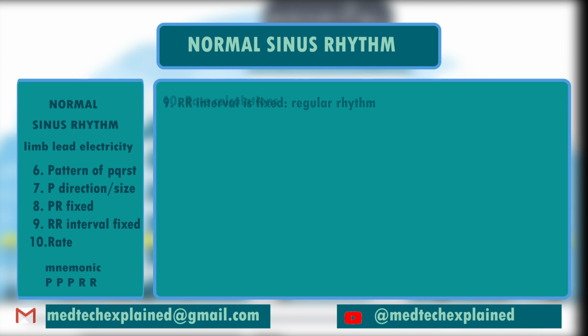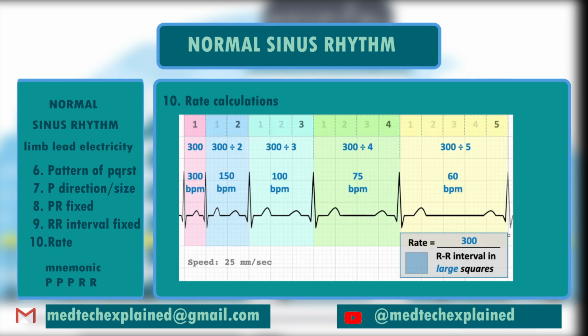Now, let's go to point 10, which starts with the letter R for rate. Here we need to calculate the heart rate using the number of squares between one R wave and the next. If the interval is fixed in point 9 and we have a regular rhythm, we can divide 300 by the number of large squares between one R wave and the next R wave.